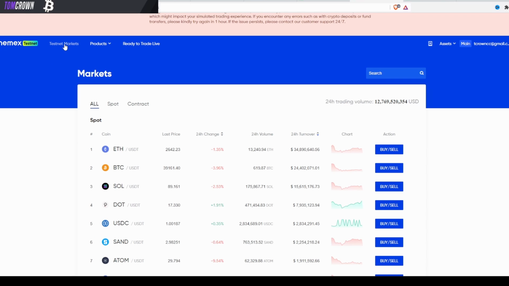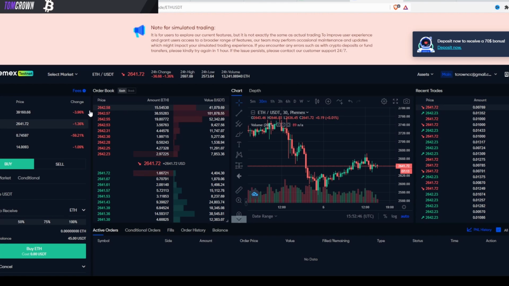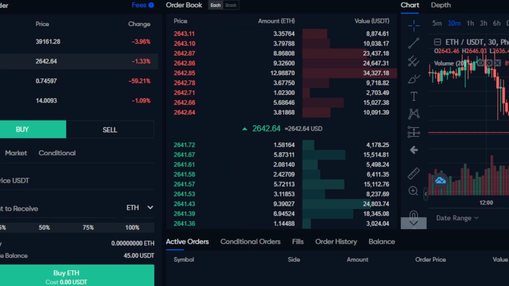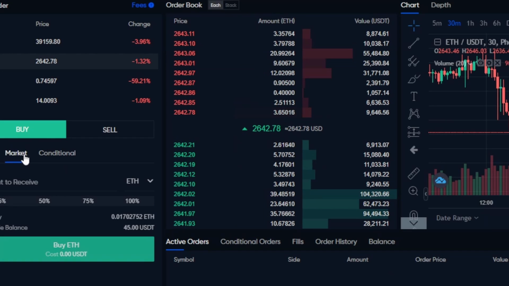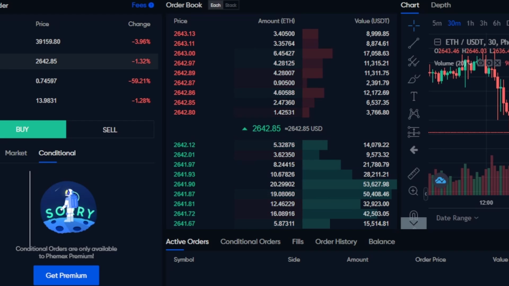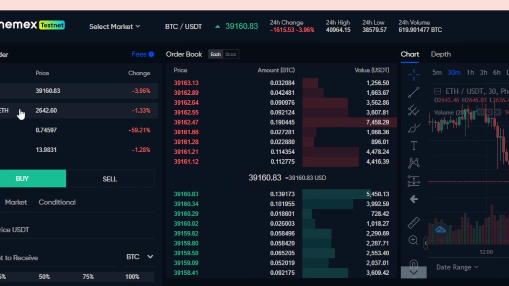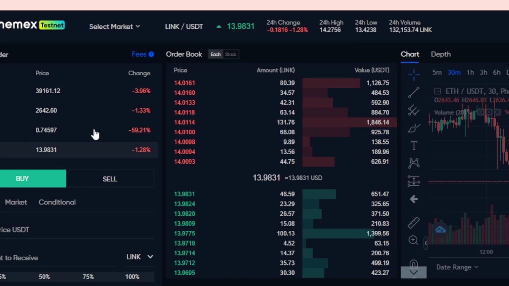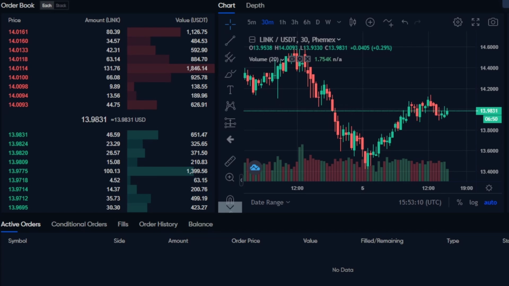And so what you're going to be able to do here is simulate trading. This is a really great tool. You're going to be able to experiment with your different orders, your limit orders, your market orders, your conditional orders. Maybe not conditional, you need premium for some reason. You can use all the same pairs. We have BTC, USD, Ethereum, XRP, Link, etc. And you're going to practice. You're going to take risks that you wouldn't usually take.